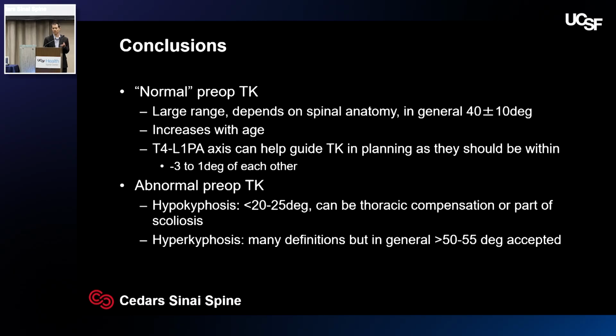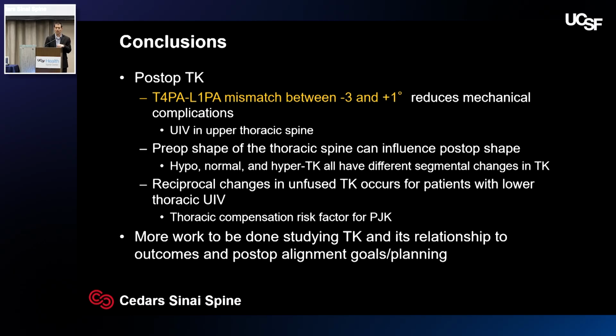Abnormal pre-op thoracic kyphosis, we discussed, hypo and hyper, with the numbers there. Post-op thoracic kyphosis, same thing. The pelvic angles seem to show some promise, especially if the UIV is in the upper thoracic spine. If not, if your patient is having significant thoracic hypokyphosis from compensation, they're at a much higher rate of having PJK. And all this to say, like Mike Kelly said earlier, TK and LL is meaningless, maybe. But we're still trying to figure it out. A lot of studies still need to be done to find out what's best for each patient.